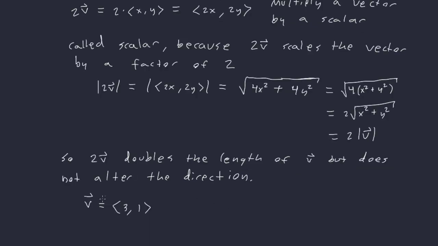Let's consider the vector 3, 1. If I multiply 3, 1 by 2, I'm going to get the vector 6, 2. I have a piece of software that helps me graph these in much nicer ways than I can by hand, so let's jump over. As you can see, here's the vector 3, 1. We go out 3 and up 1.